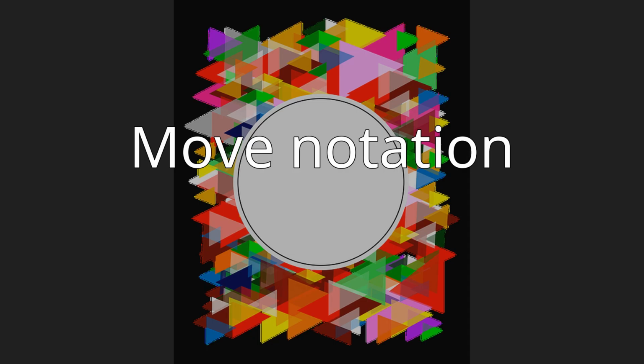Move notation. To denote a sequence of moves on the 3x3x3 Rubik's Cube, this article uses Singmaster notation, which was developed by David Singmaster. The letters L, R, F, B, U, and D indicate a clockwise quarter turn of the left, right, front, back, up, and down face respectively. Half turns are indicated by appending a 2. A counterclockwise quarter turn is indicated by appending a prime symbol.